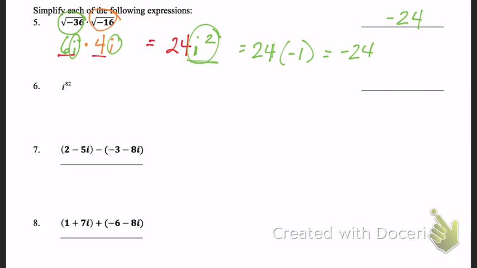So never leave i squared. That's not the simplest it can be. You want to change that to be negative 1.